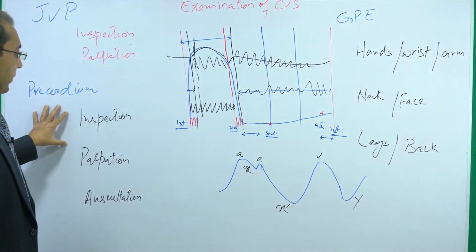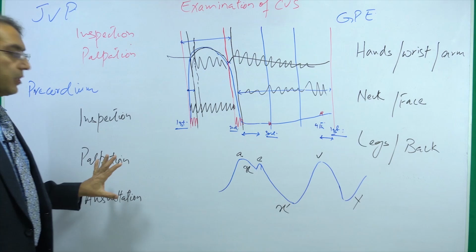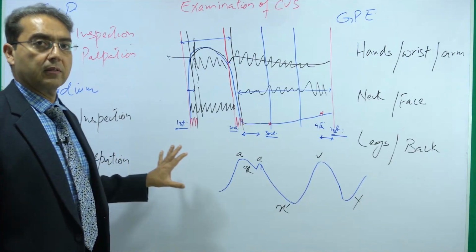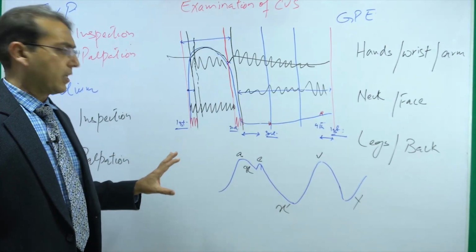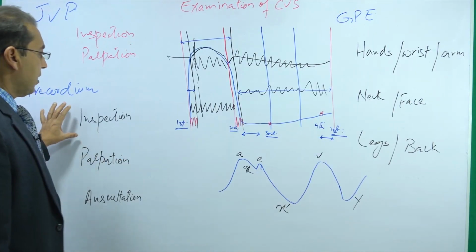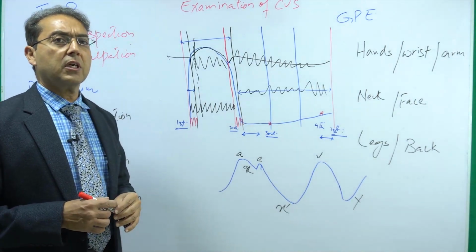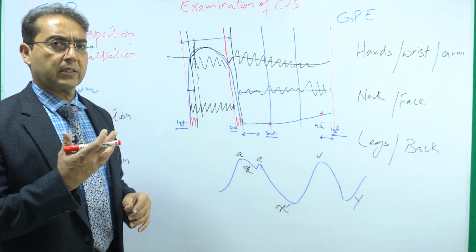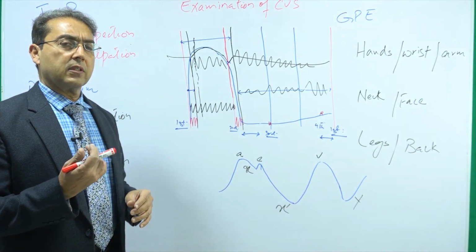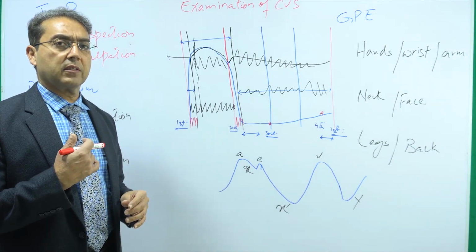Now we come to the precordium. We do inspection, palpation, and auscultation. Percussion is not usually done in the precordial examination because it gives us little information, so that's not useful. On inspection, we see the shape of the chest. There are certain conditions in which the chest may be bulging outward, for example, that's called pigeon breast. The opposite of it is pectus excavatum, when the chest is depressed.